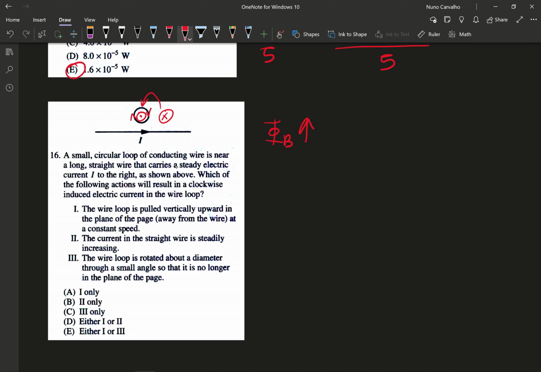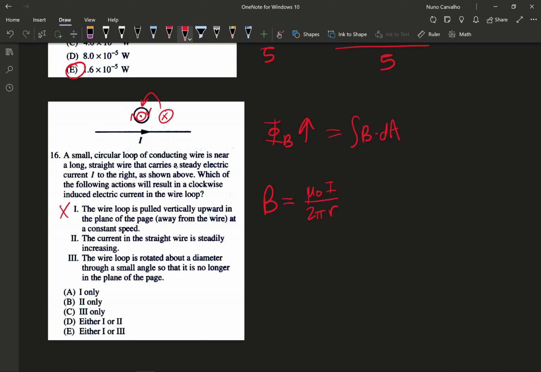Number 1, the wire loop is pulled vertically upward in the plane of the page away from the wire at a constant speed. Let's think about that. The magnetic field formed by this long current is given by this formula here. This is not in your formula sheet, but you should either memorize it or at least know how to derive it using Ampere's law. So you can see that pulling it away will increase R, which will decrease B, which will in turn decrease magnetic flux, given that magnetic flux is given by B dot dA. So it's definitely not 1.